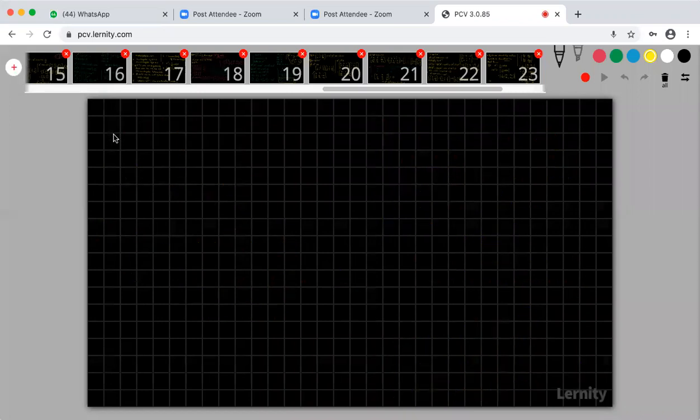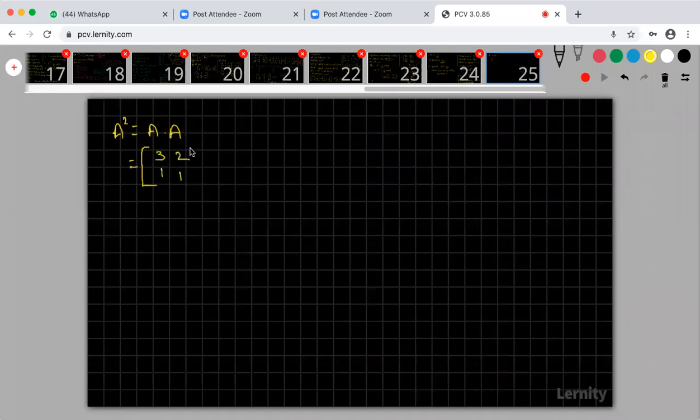How to find out your A squared? Your A squared is A into A. What is your A? Your A is 3 2 1 1, and this is also 3 2 1 1. Now multiply, row by column. 3 into 3, 9, plus 2, 11. 3 twos are 6, plus 2, 8. 3 plus 1 is 4. And 1 into 2, 2, plus 1 is 3.